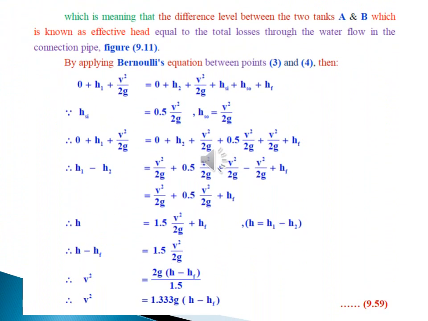Look, my dear, by applying Bernoulli's equation between points 3 and 4, you can calculate the head losses between the 2 points and also the velocity of flow, as illustrated in the enclosed equation.